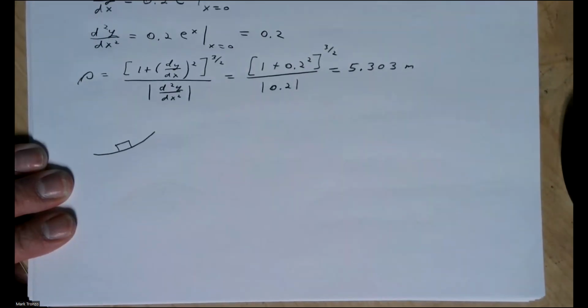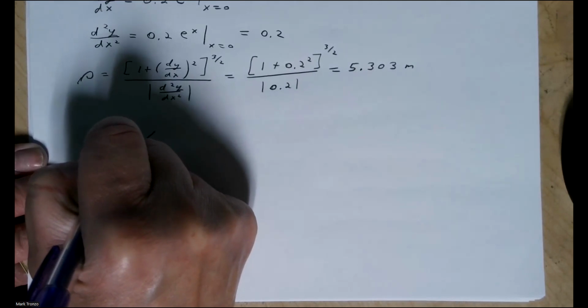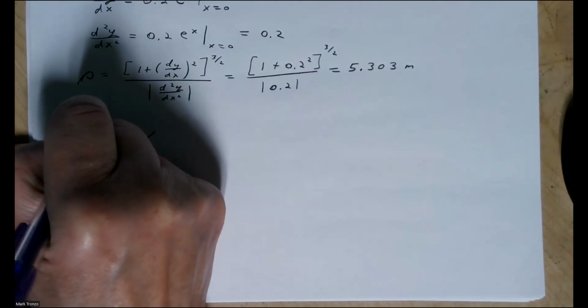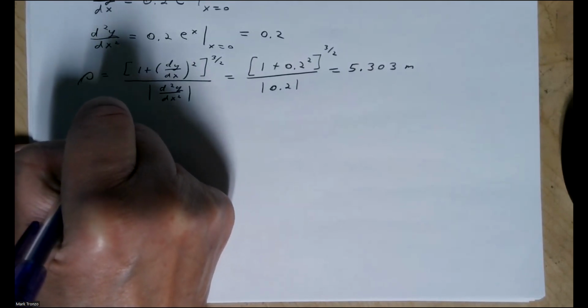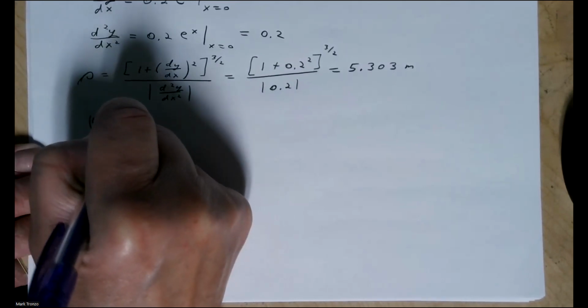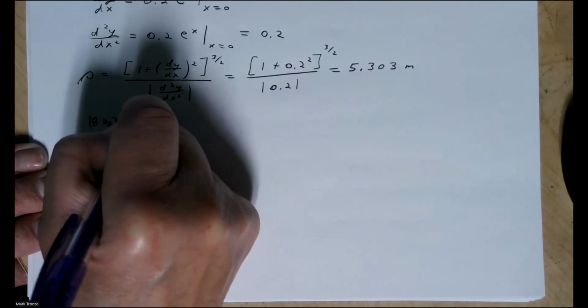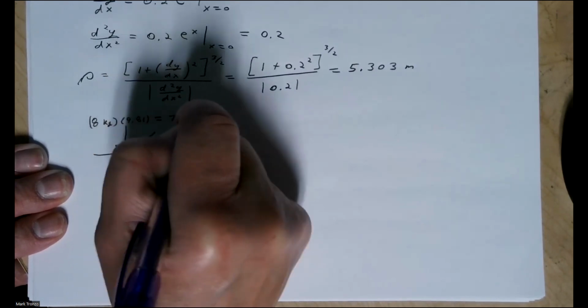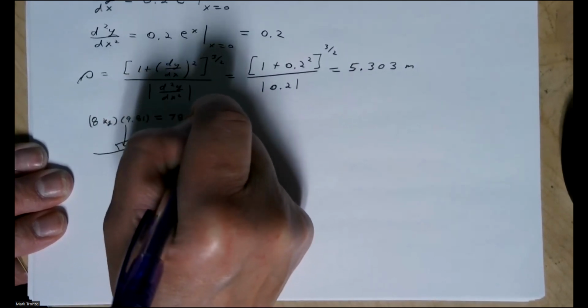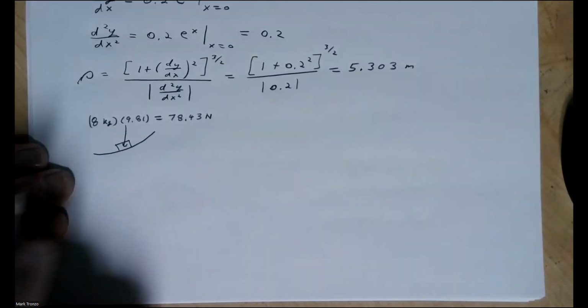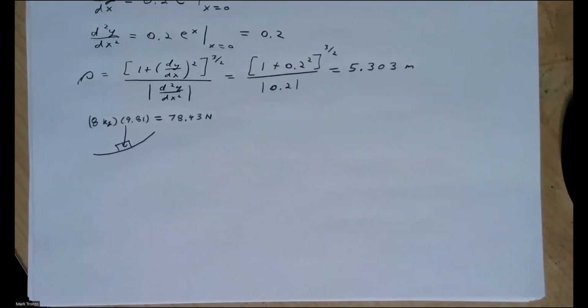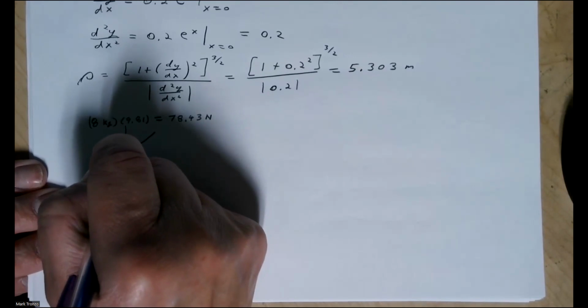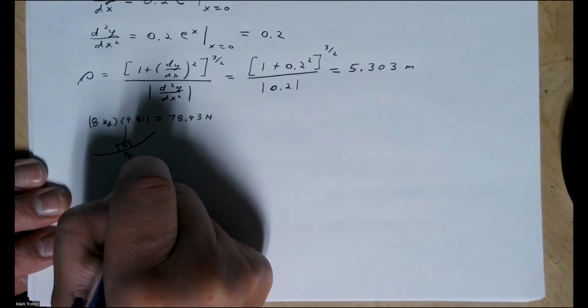And it's at this point right here. And it's 8 kilograms. So 8 kilograms times 9.81 is going to give us 78.43 newtons is what it's applying down here. Now the question is, at what angle is this normal force going to be coming up?